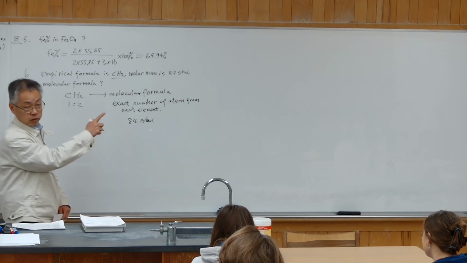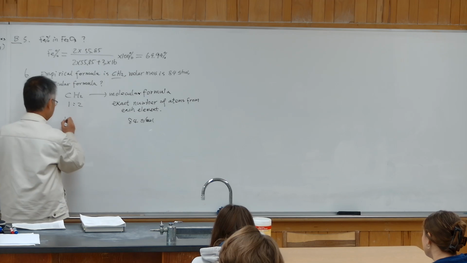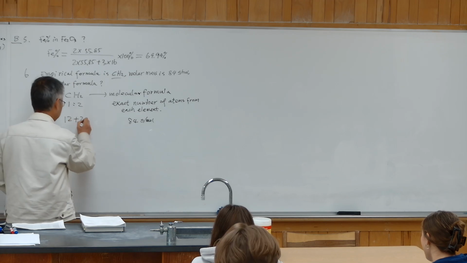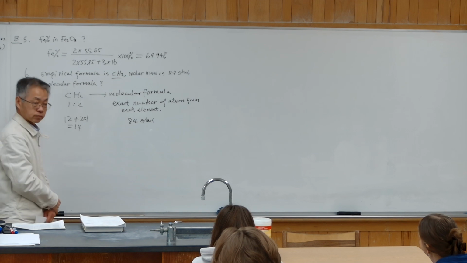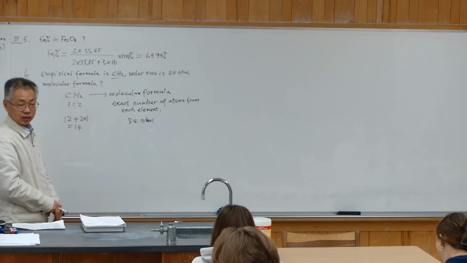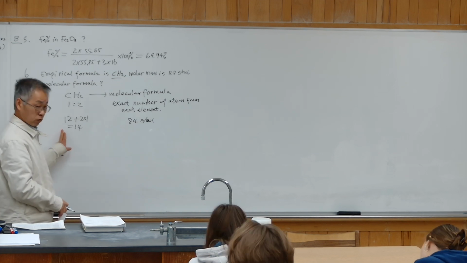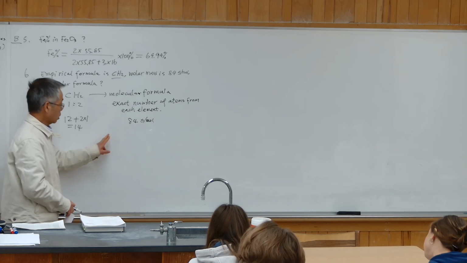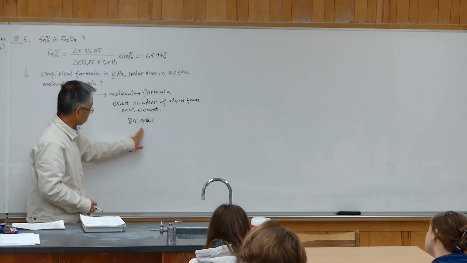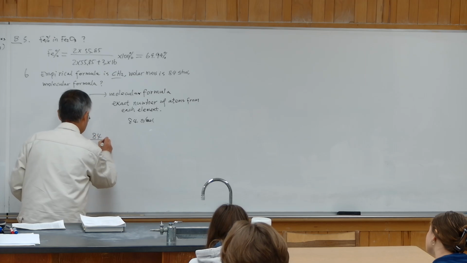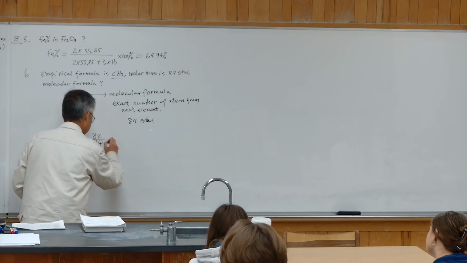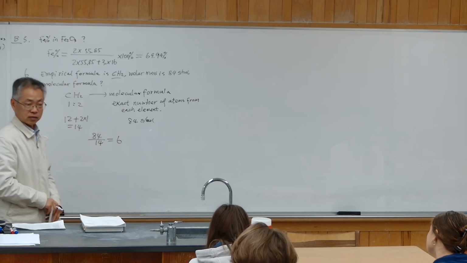Use the periodic table again. One carbon is 12. Two hydrogen, each hydrogen is 1. So total 14. Right? So the molar mass for the empirical formula is 14, while the molar mass for the molecular formula is 84. Then their ratio clearly is 6.